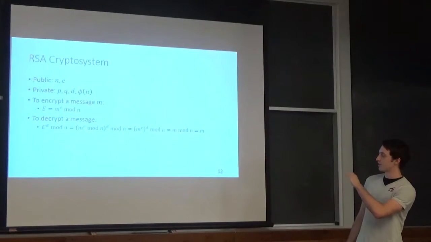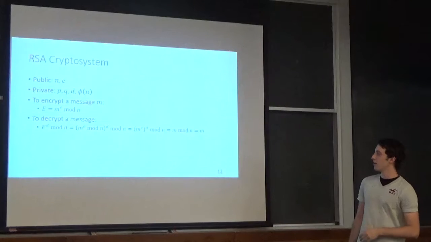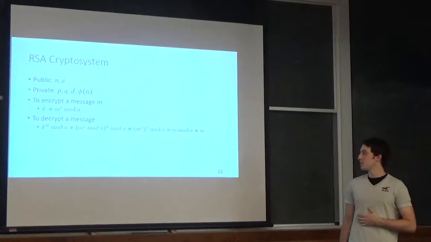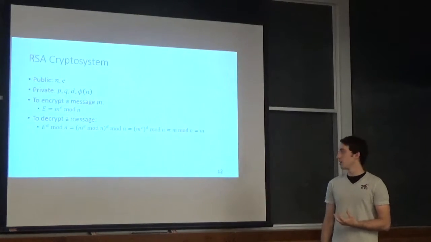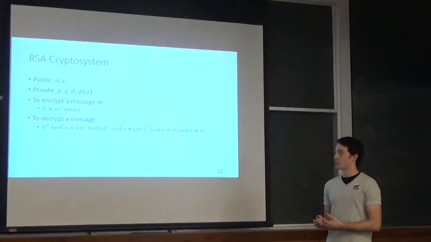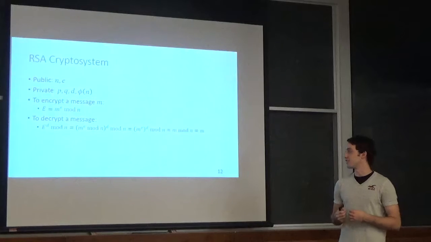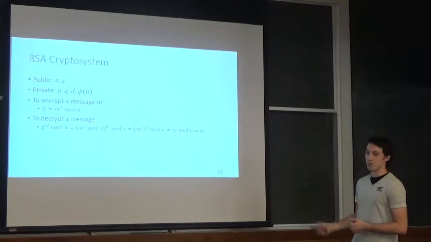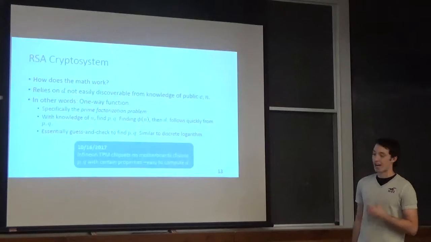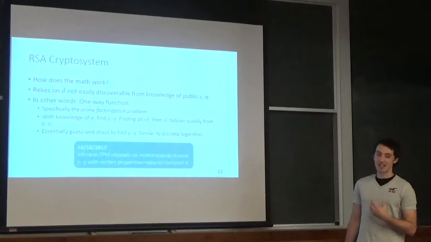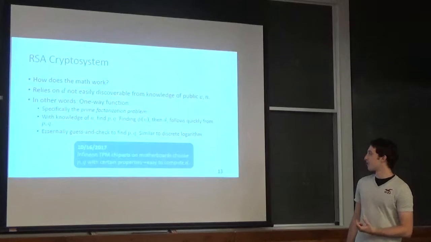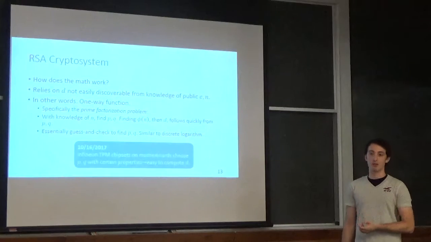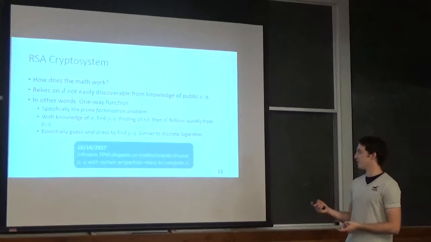So to summarize, the first two lines are what I just said. If someone wants to encrypt a message and send it to you, they're going to look at your public n and e and raise their message to the e power, and then do modulo n. And they'll send that to you. Then you decrypt it by raising it to the d power and doing modulo n. If you work through the math, you get that equals m, the message. So again, how does this math work? It relies on d not being easily discoverable from knowledge of the public e and n, where d was the multiplicative inverse of e.